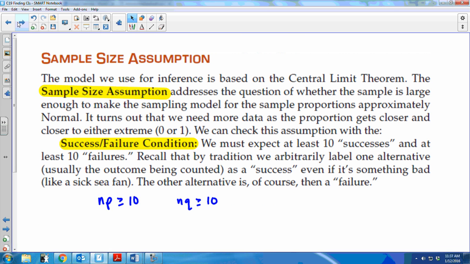We need to make sure our sample size is large enough. In this case, since we're just talking about proportions and only proportions, then you have success/failure. Is n times p greater than or equal to 10, and is n times q greater than or equal to 10? It's the number of expected successes and number of expected failures greater than or equal to 10. If one of them is not, then you can't move forward. Okay, so all these things have to be true in order to construct a confidence interval.